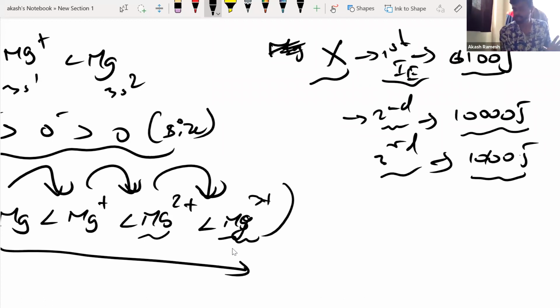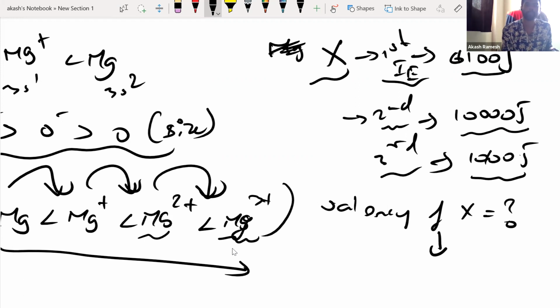Now, if I give you this data, this kind of question will be asked in your exams also sometimes. If I give you this data and ask you, what is the valency of X? What will be your answer to this question? Can you think and tell me? Anyways, I'm going to tell you the answer. But can you think and tell me what is the valency of this element X?